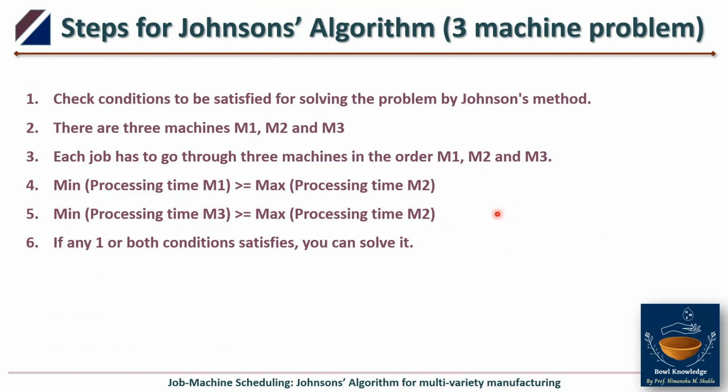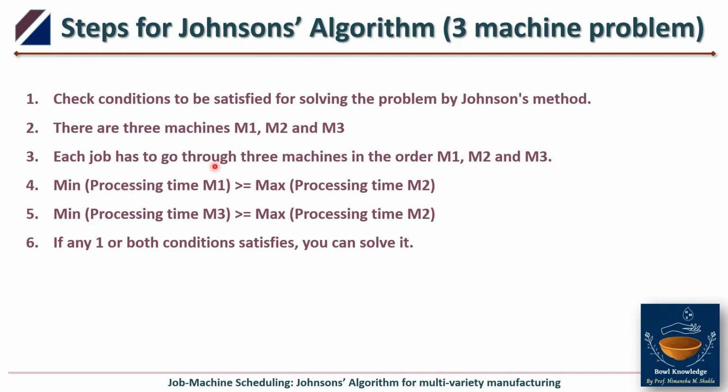First you have to check the eligibility. There is some primary criteria which is to be checked for every 3 machine problem. If this criteria doesn't meet, you cannot solve it by Johnson's algorithm. So there are 3 machines, M1, M2, M3. Each job has to go through 3 machines. So this is the criteria.